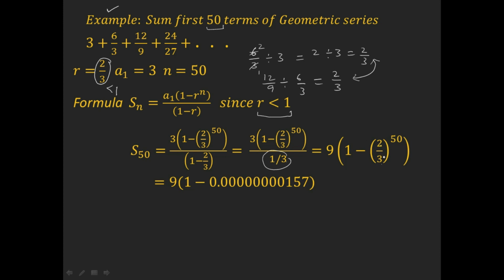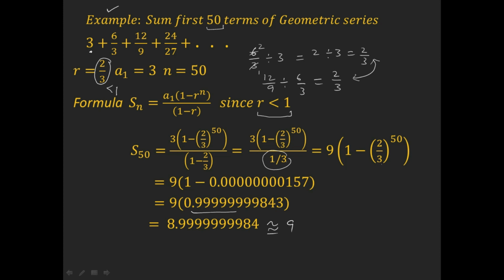Two divided by 3 whole power 50 is giving this answer, and we subtract this answer from 1, it is giving this, and this answer is multiplied with 9, we are getting 8.999 and so on up to 84, and it is approximately equal to 9. So this whole series up to 50 terms is giving the answer 9.